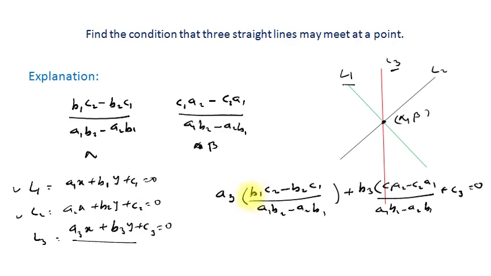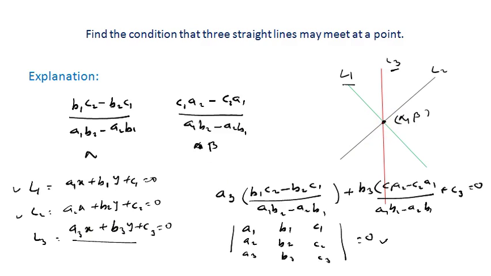Now if we arrange this equation, we get a determinant: a1 a2 a3, b1 b2 b3 and c1 c2 c3 is equal to 0. So if the determinant of the coefficients of x, y and the constant term c is equal to 0, it means all the three given lines pass through a single point. So this is the condition that three straight lines may meet at a point, that is, three straight lines are concurrent. Concurrent means they pass through the same single point. Okay, so this is the condition.